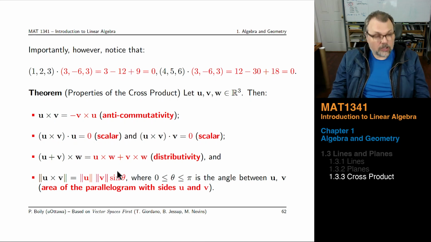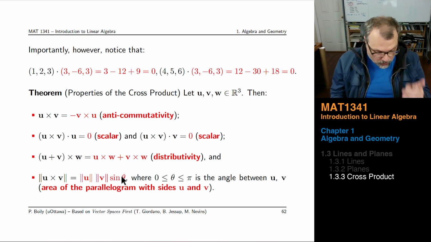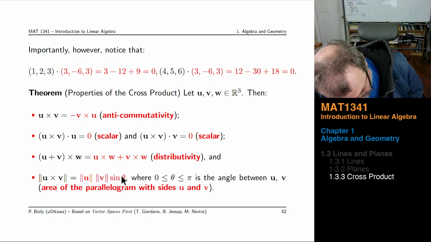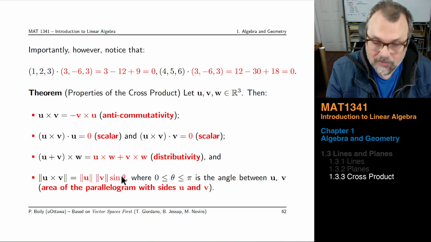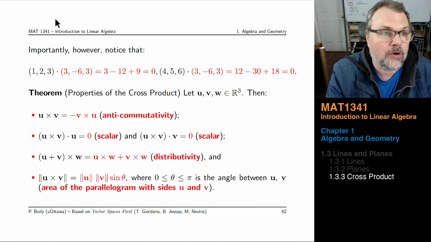And there's a formula for the length of the vector u cross v. It is the norm of u times the norm of v times the sine of theta, not the cosine. So it differs from the norm of the, or the magnitude of the dot product. Let me remind you the formula for the dot product.